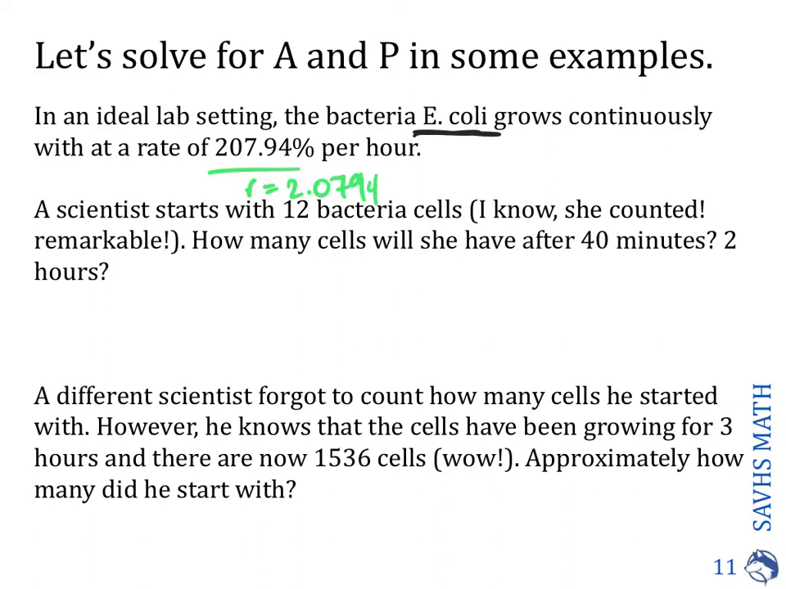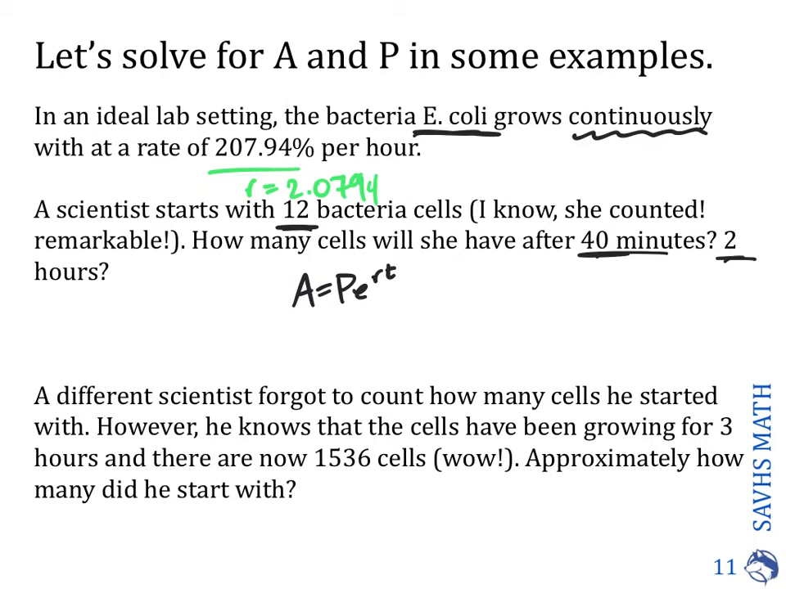We have a scientist who is starting with 12 bacteria cells, so she's putting that set of 12 bacteria cells into a petri dish or something like that. She is trying to figure out how much she will have in 40 minutes, or 2 hours afterwards. Okay, so this is a continuous growth because it says the word continuously, and so we're going to use A equals PE to the RT.